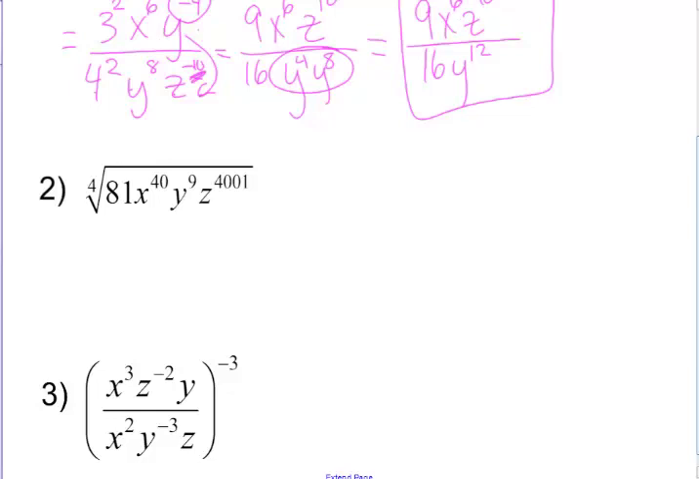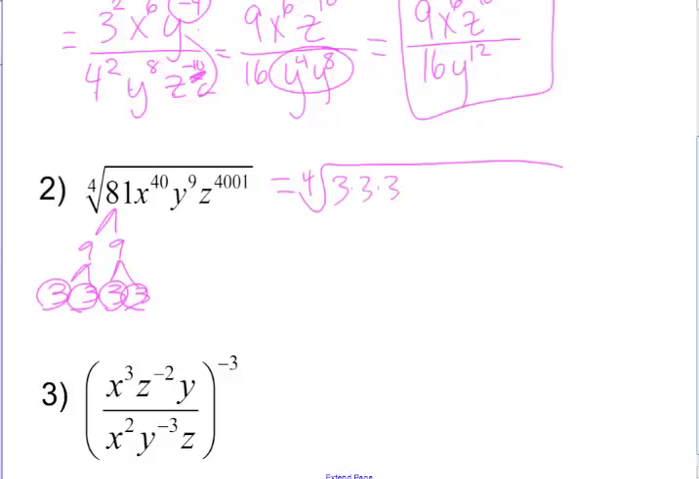So number 2. We're doing a 4th root. So we need to break down our numbers as much as we can. So the 81, 9 times 9. The 9's break down into 3 times 3, 3 times 3. So it's the 4th root. Don't forget the 4th root part of 3 times 3 times 3 times 3, x to the 40th.